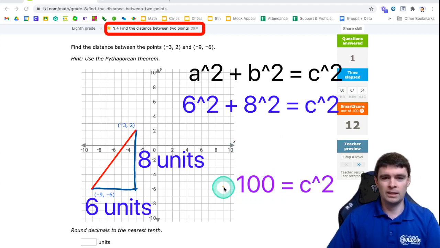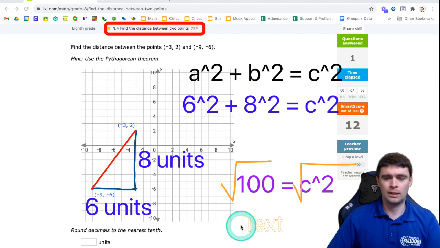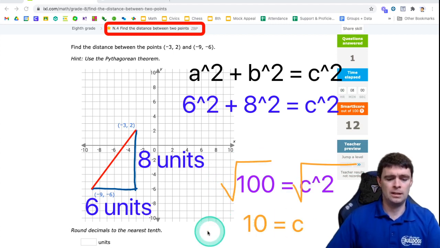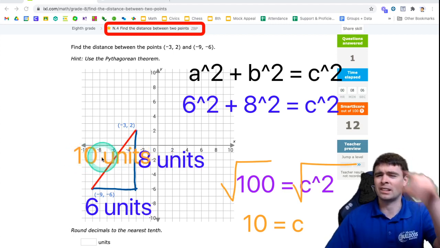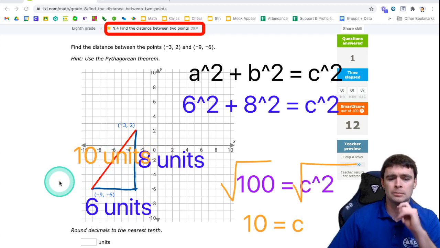So when I square root at the end here, that tells me that c must have been 10. Because the square root of 100 is 10. And that 10 for c seems very reasonable to me when I see that the other two are 6 and 8, and it looks like that 6, 8, 10 triangle I've seen popping up.